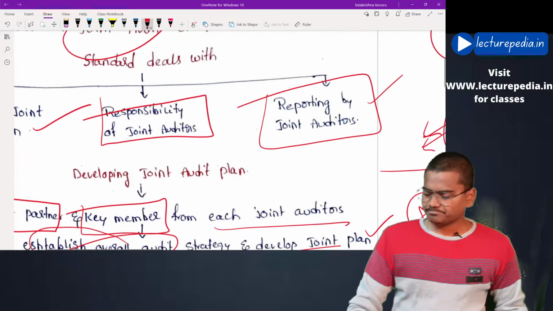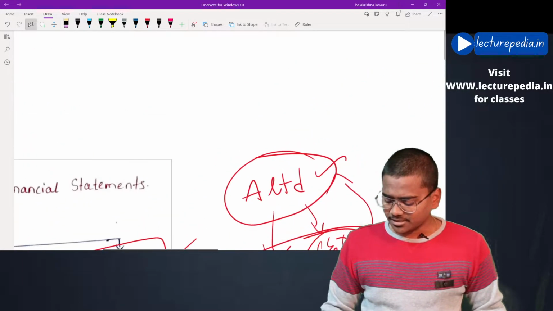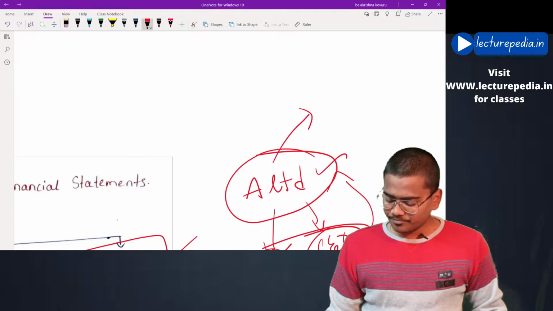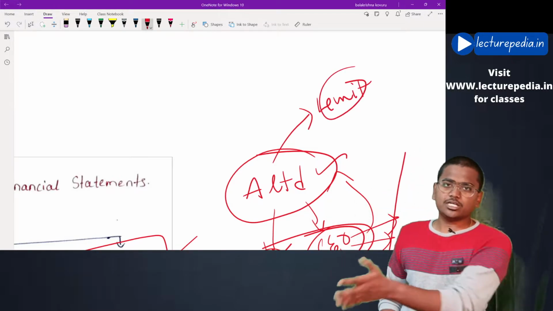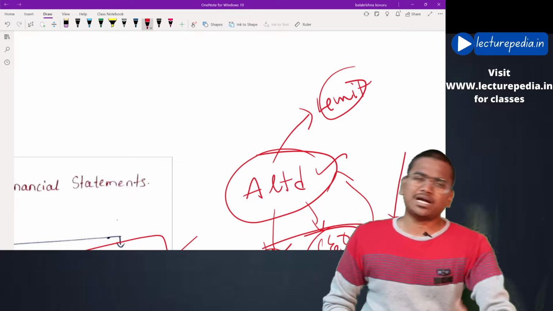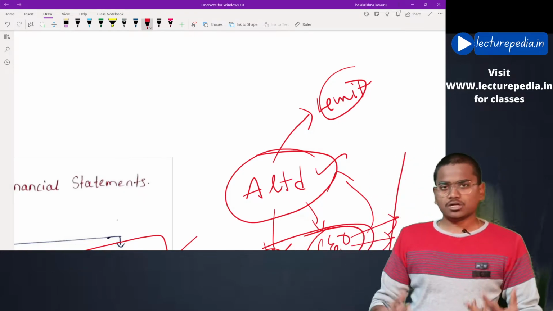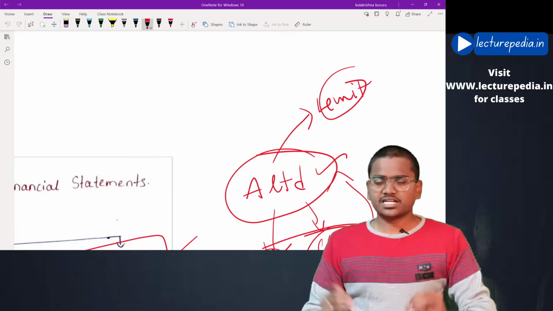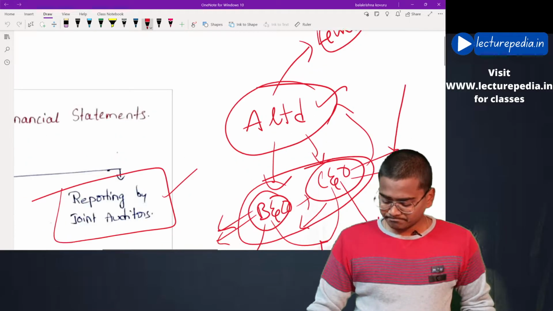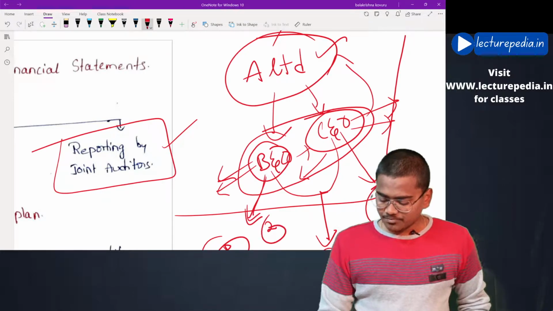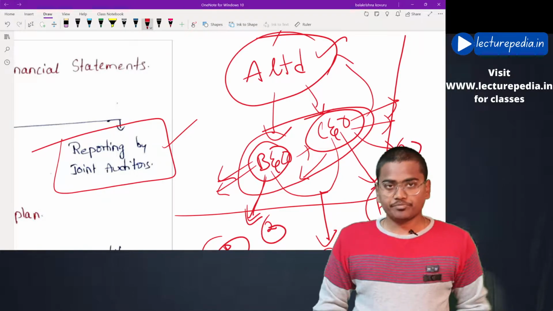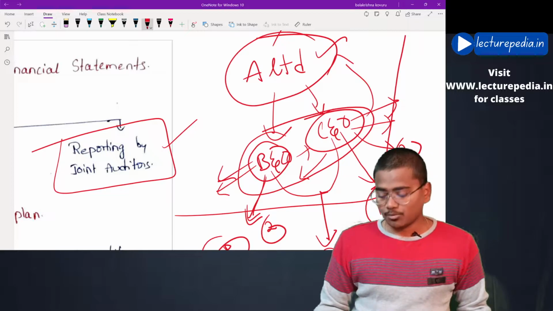Let's say this A Limited is having 4 units: unit 1, unit 2, unit 3, unit 4. Each unit manufactures, let's say, a separate product, or they manufacture the same product. Basically there are 4 units. Now they can decide that B and Co will audit 2 units and C and Co will audit 2 units. Like this, they can divide the work among themselves.